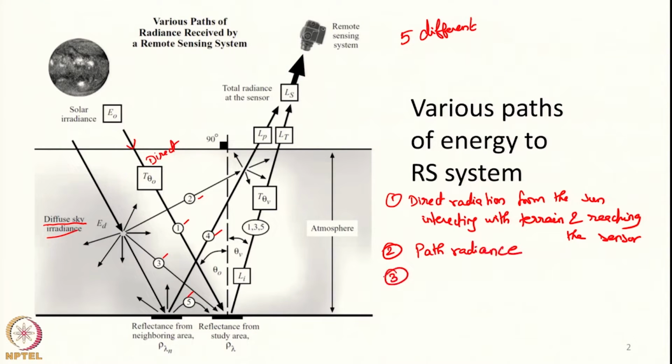And component number 3, again it is related to the diffuse skylight. Instead of directly going to the sensor, another fraction of it will be directed towards the object of our interest. It will come down, will again reflect with the object of our interest, will reach the sensor. That we write as reflected diffuse skylight.